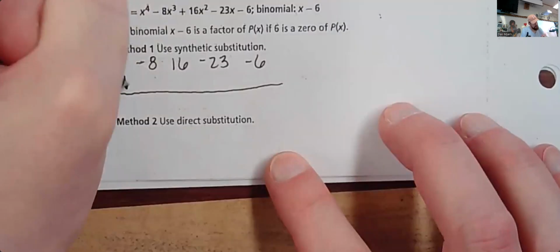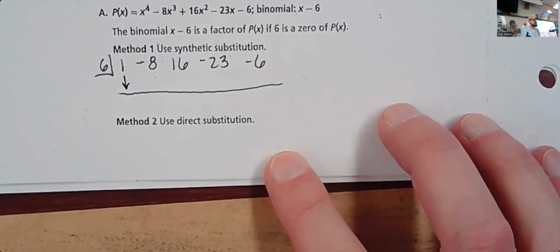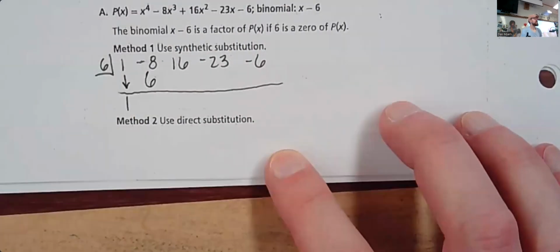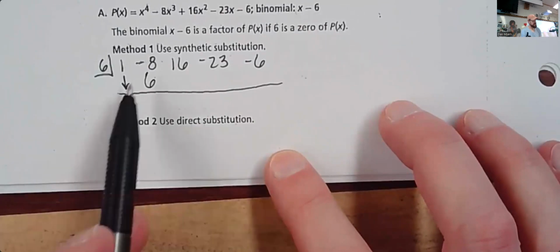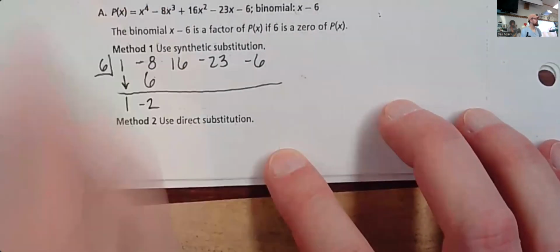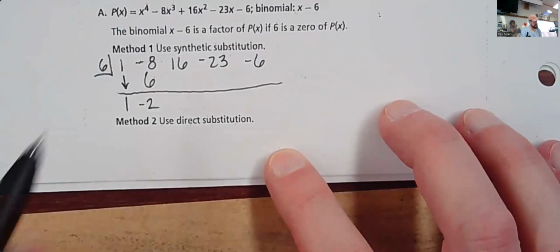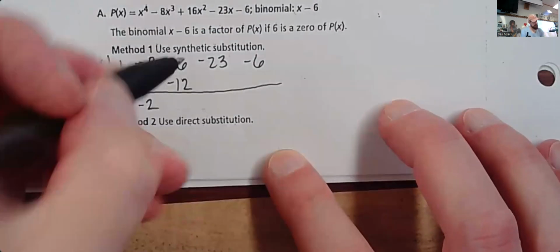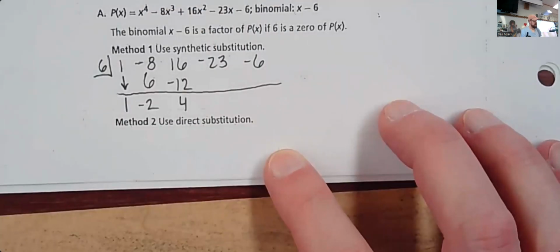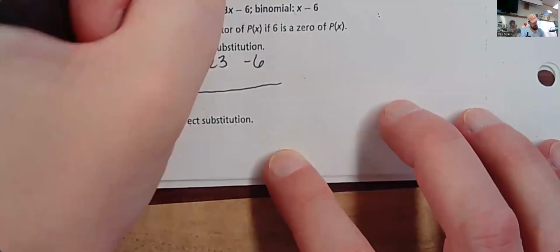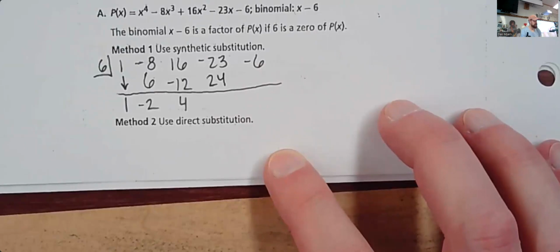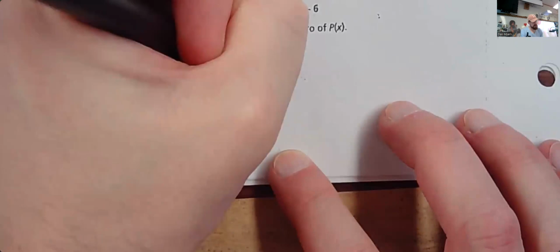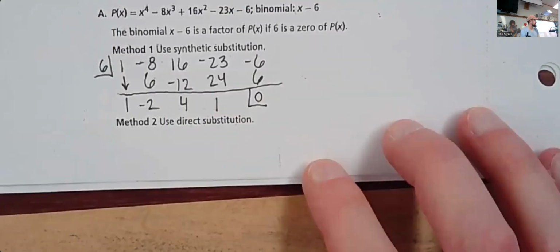Set up our line, bring down the first one. There's 1. 1 times 6 is 6. Let's work through this. -8 plus 6 is -2. -2 times 6 is -12. 16 minus 12 is 4. 6 times 4 is 24. -23 plus 24 is 1. 1 times 6 is 6. -6 plus 6 is 0.